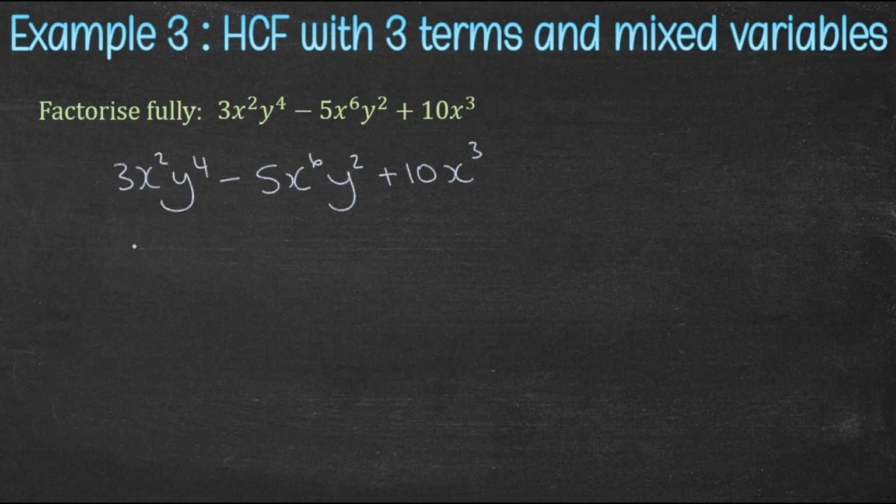Now I know that there is no number that I can divide all three of these terms by that is the same and doesn't have a remainder. Let me show you why I say that. The factors of 3 are 1 and 3. The factors of 5 are 1 and 5. And the factors of 10 are 1, 2, 5, and 10.